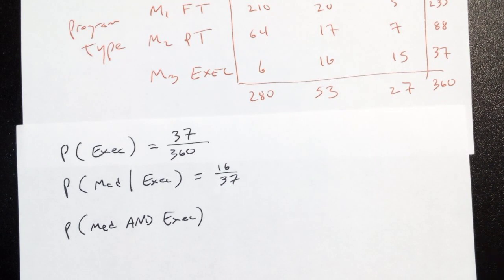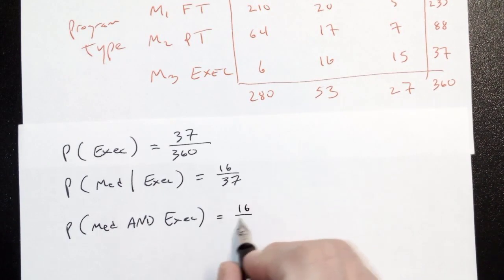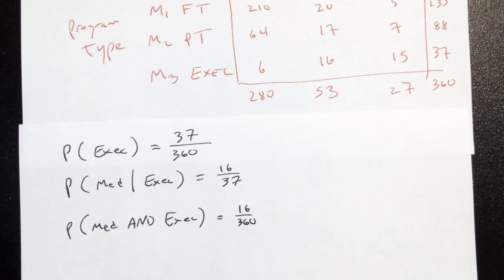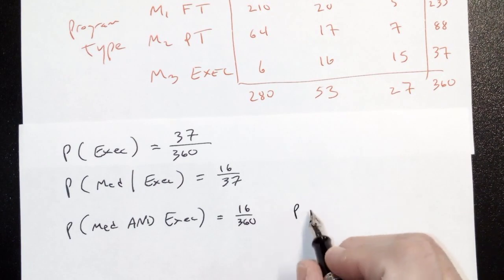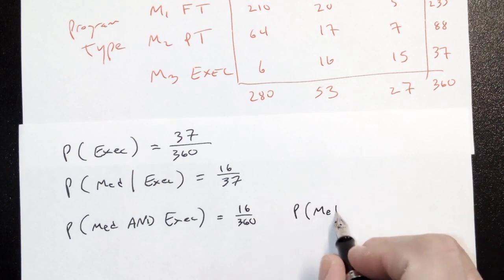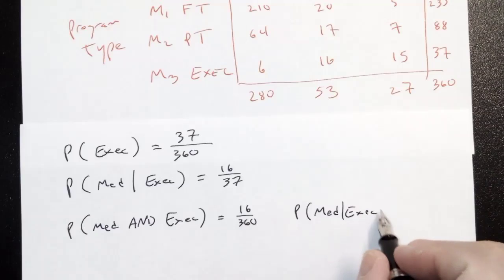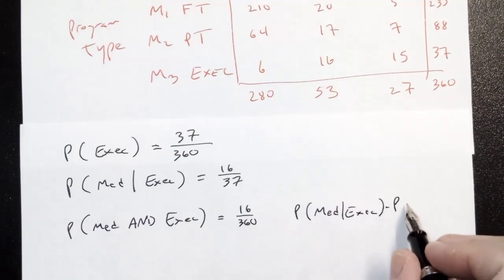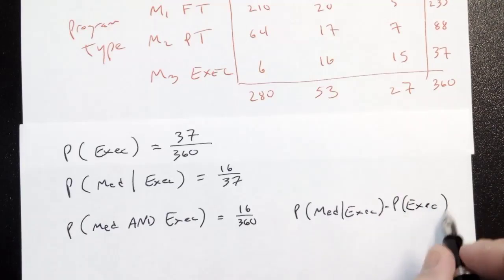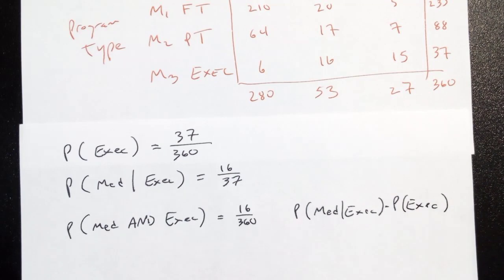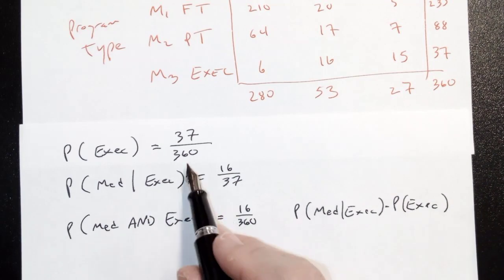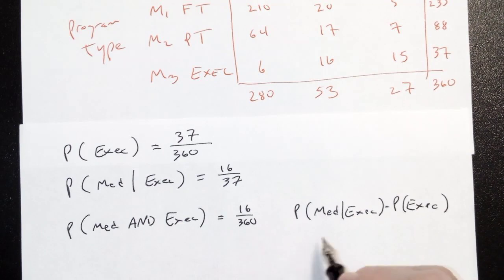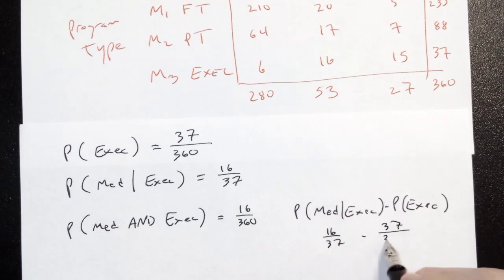Exactly. But notice that's the same result as if I said, oh, well, I'm going to take the conditional probability and multiply by the original probability of just being in that executive. And this is 16 over 37 times 37 over 360. And the 37s cancel, giving me the 16 over 360 that we got the other way.